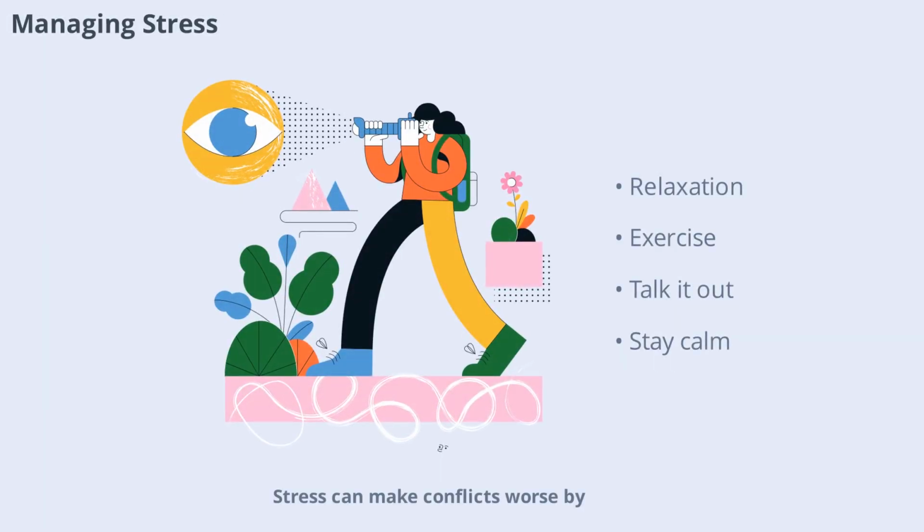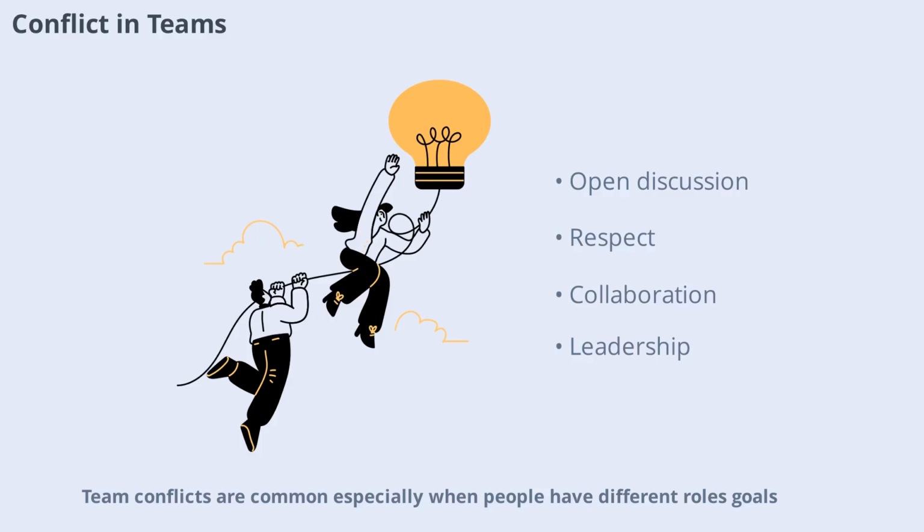Stress can make conflicts worse by clouding judgment and increasing emotional reactions. Learning to manage stress through relaxation techniques, exercise, or talking to someone you trust can help you approach conflicts more calmly and constructively. Team conflicts are common, especially when people have different roles, goals, or working styles.